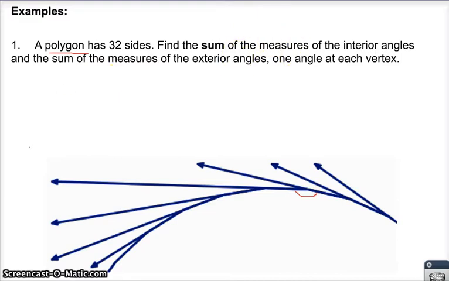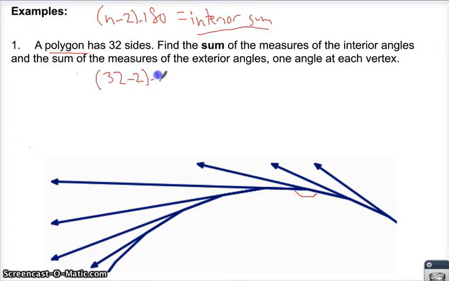And we can do that by applying our favorite formula here. This is just use the n minus 2 times 180 for the interior sum. And here n is 32. So 32 minus 2 times 180 is 30 times 180. Can I do that in my head? Because 18 times 3 is 54, and then I have hundreds of degrees left over. I get 5,400. The sum of all these angles, these add up to 5,400 degrees.